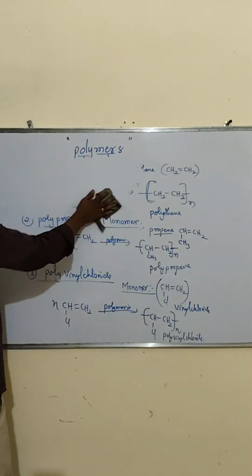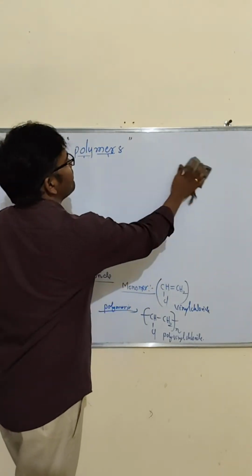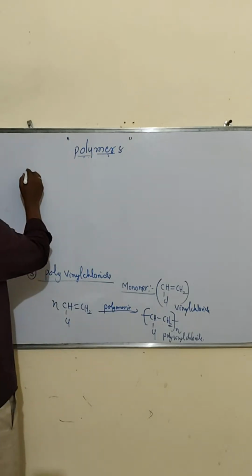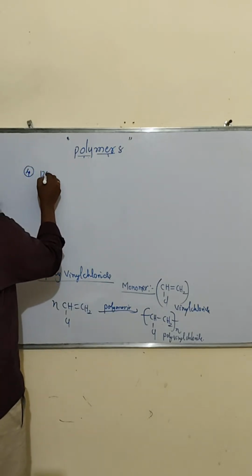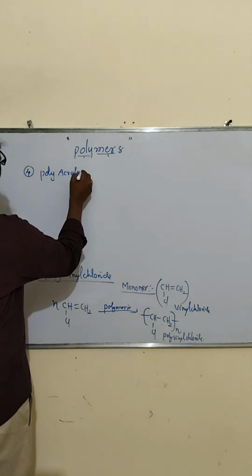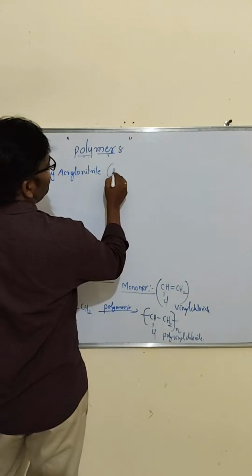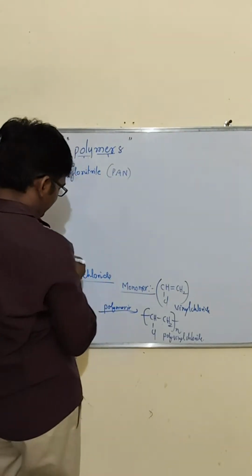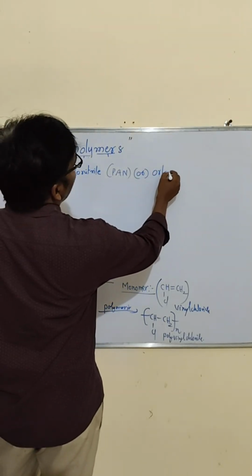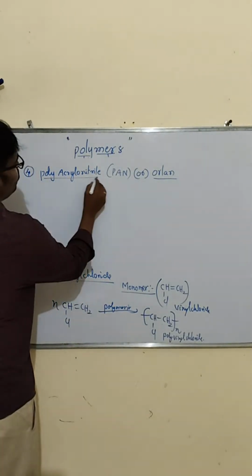Next, polyacrylonitrile. This is the fourth one. Polyacrylonitrile, we call it PAN. One more name is there for this: Orlon. PAN or Orlon.